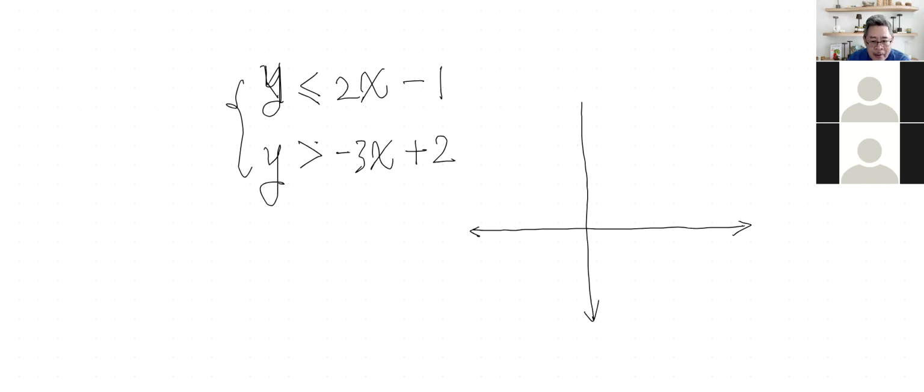The first one, we got negative 1 here. Rise over run: our run is 1, rise is 2. So it'll be here, and that includes that line. And it's less than, so everything down here.